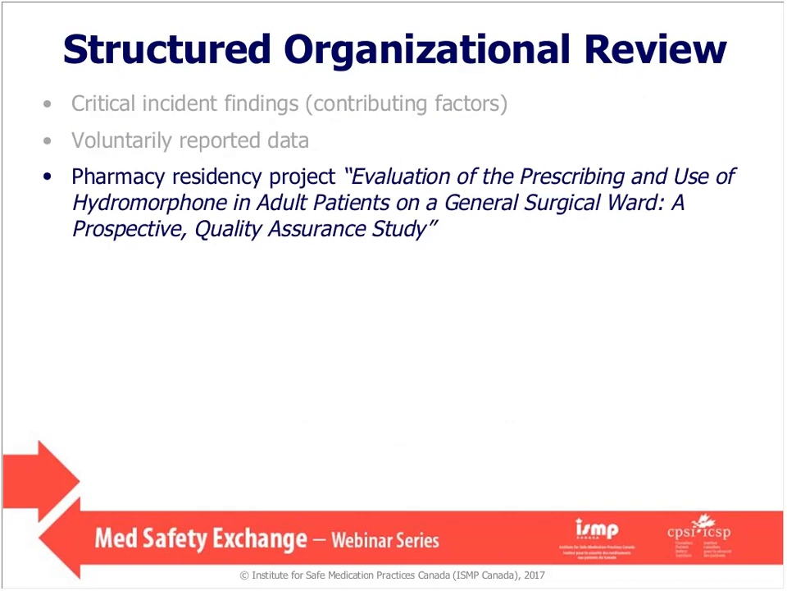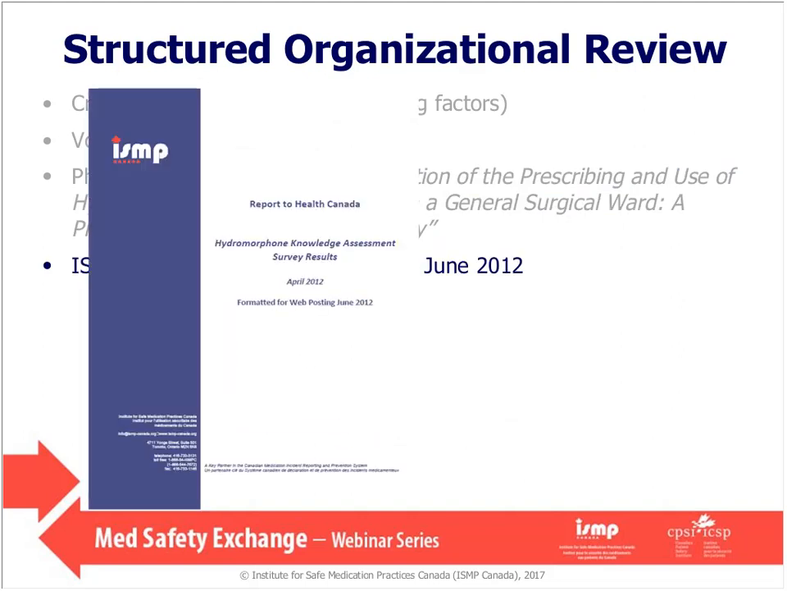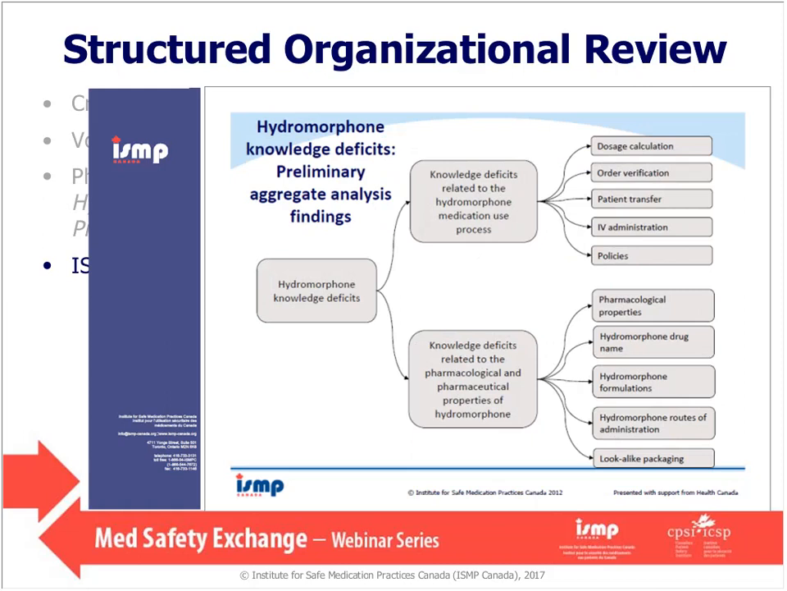Concurrently, a pharmacy residency project further informed our review. We considered a number of published recommendations. We looked at the 2012 ISMP hydromorphone survey, and we noticed that our data lined up with those themes, as you can see in this aggregate analysis. Those included the hydromorphone drug name, hydromorphone formulations, and routes of administration.